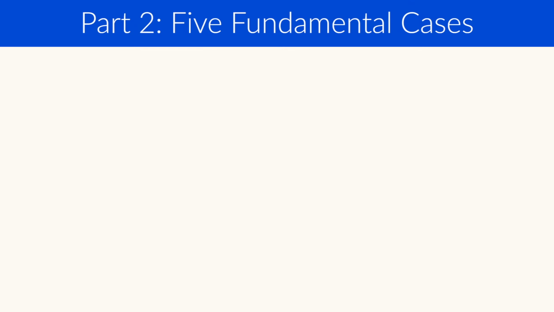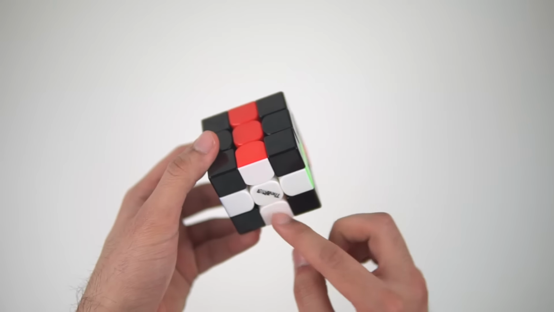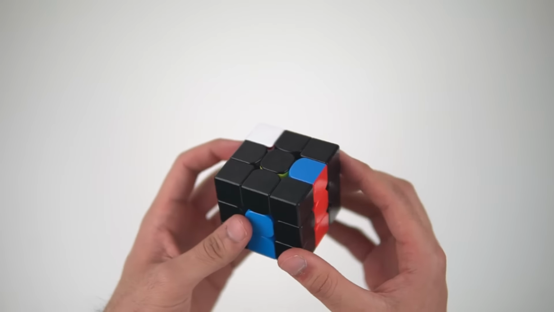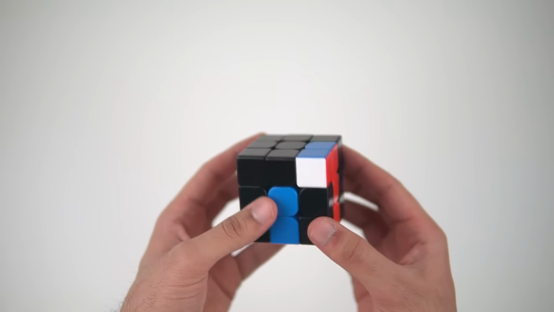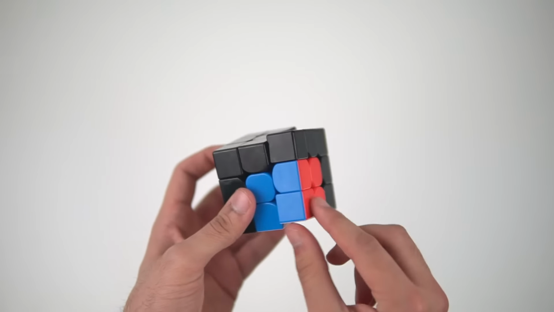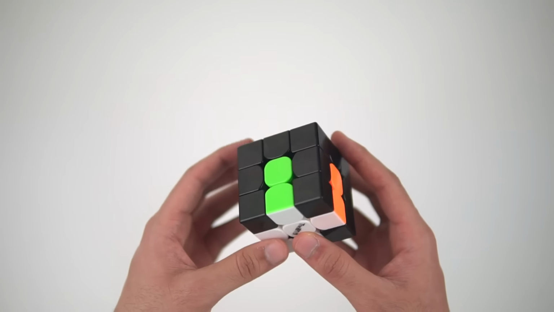Alright, so in part 2 of this video, I'll be showing you how to solve the 5 fundamental cases of F2L. We've already seen in part 1 how to convert any single F2L case into one of these basic 5. And now once you learn how to solve the basic 5, you should be able to solve any F2L case on your own. Now remember, the whole objective of F2L is to create this corner and edge pair, which looks like this, and then insert it into its corresponding slot. So to solve these pairs, we need to learn these 5 fundamental F2L cases.